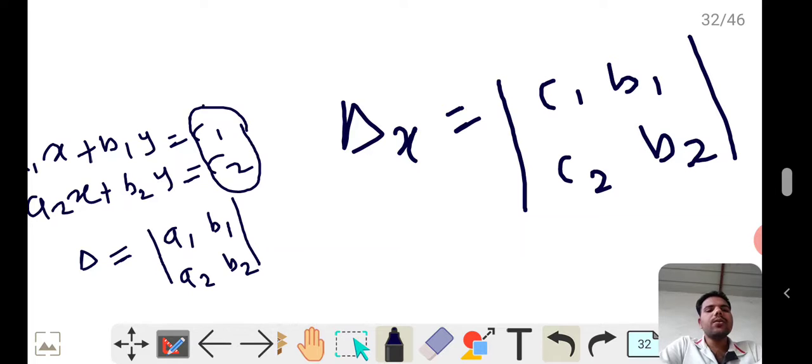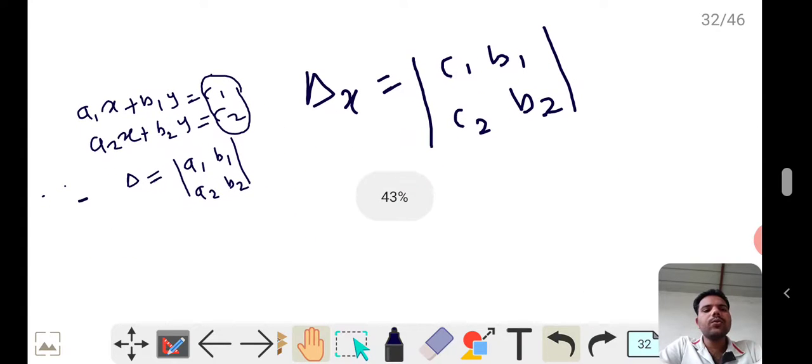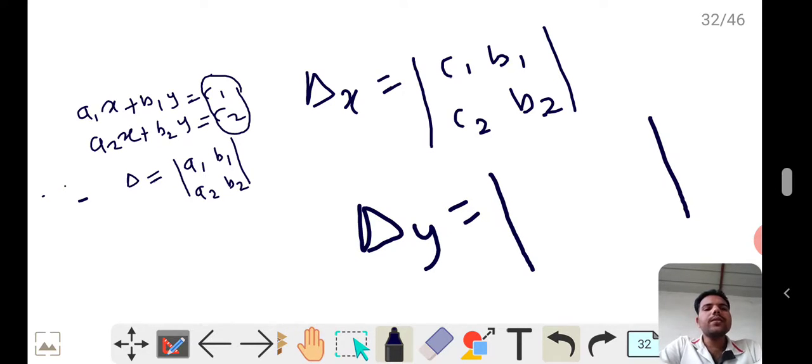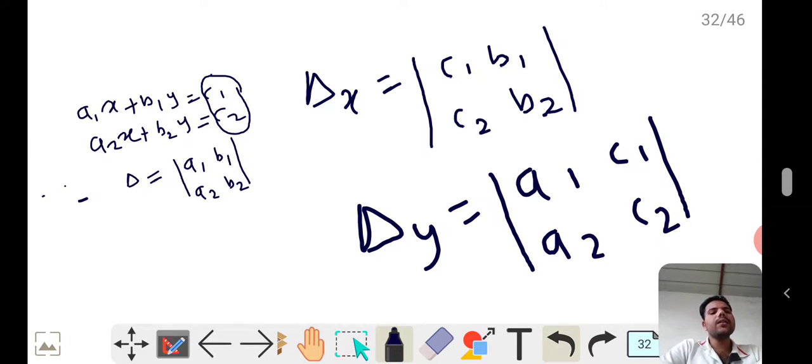In the next step we have to find the delta y value. Delta y is obtained by replacing the coefficients of the y variable by the constants c1 c2. So we get the determinant with rows a1 c1 and a2 c2. So you can find the delta y value. By finding these three determinants, the next step is to find the value of x and y, which is the solution for the given simultaneous equations.